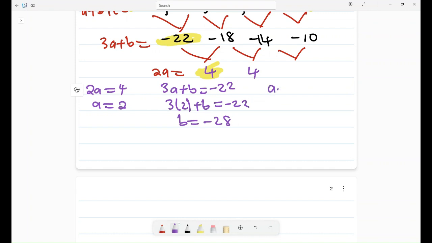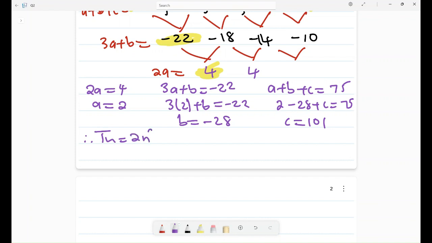Therefore, I have a plus b plus c equal to how much? It is 75. Therefore, a is 2, minus 28 plus c is equal to 75. Therefore, the value of c is 101. Really? No. 75 plus 28 minus 2 is 101, yes. Therefore, remember they said find Tn, the nth term. Therefore, we're going to say Tn is equal to 2n squared minus 28n plus 101. This is your final answer.